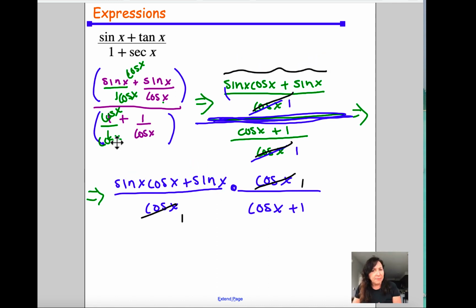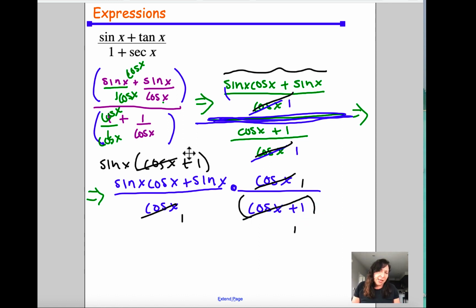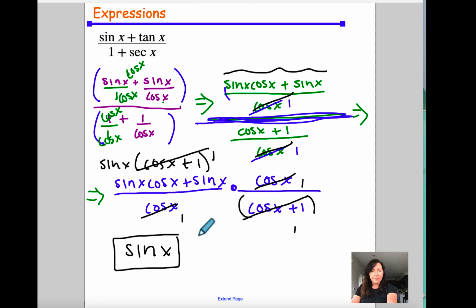I am going to simplify this top part, because I do see that there is a sine in common. And I'm going to factor that out. Sometimes you do things and nothing is a benefit from it, but sometimes there is, and in this case, there is. So I'm factoring out a sine, because now I'm left with cosine of x plus 1. And this quantity is going to cancel with that quantity. So I've got 1 times 1 over that.